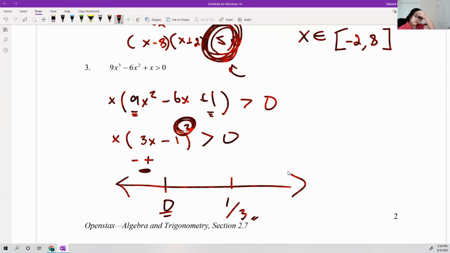And then between 0 and 1/3, let's go with like 1/1000th. That's a positive number times something that's always non-negative, so it's positive. And then how about something bigger than 1/3, like 2/3, or 1 million? 2/3 times 2/3 is positive. No matter what we plug in here, it's going to be positive. Look at that. Interesting. Negative, positive.